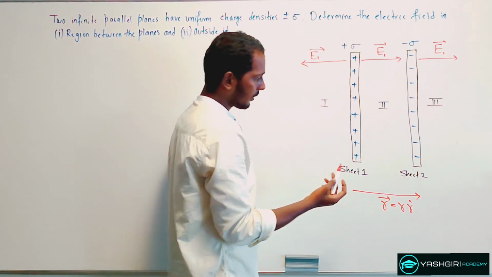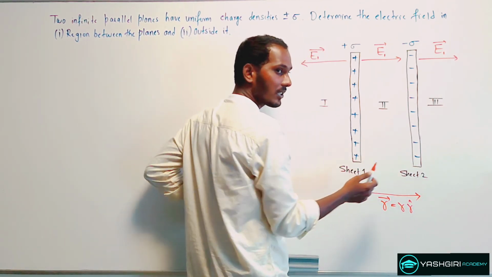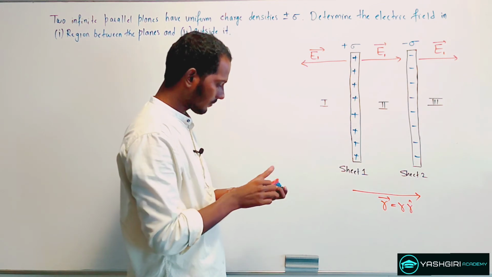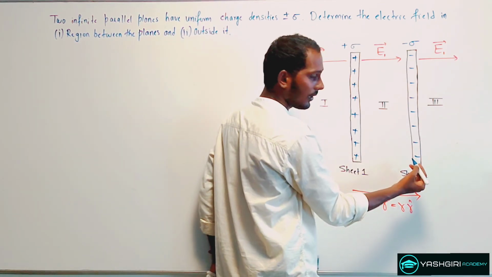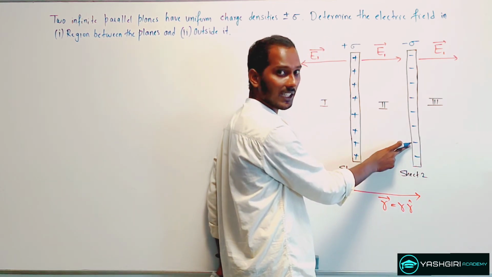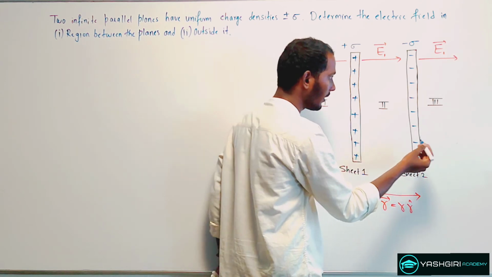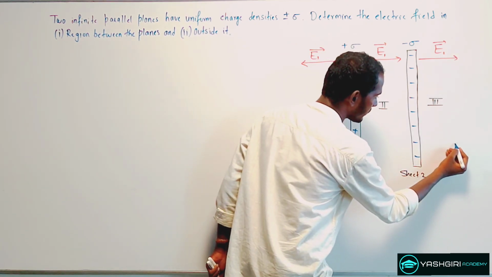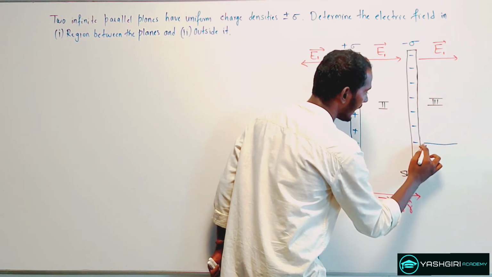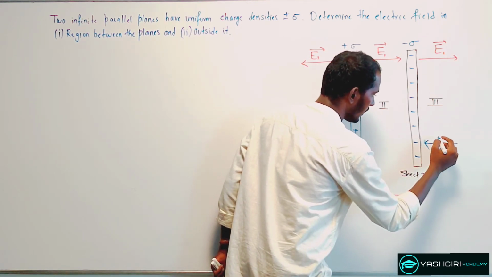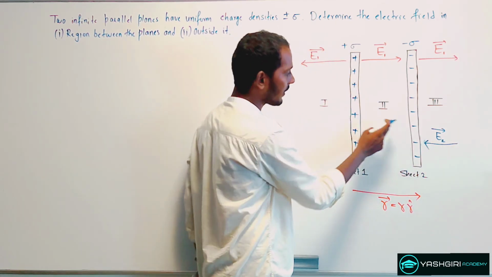Now let's see what the direction of the field lines will be due to the negatively charged plane. If you want to draw the field lines in region 3, it is a negatively charged plate, so that means the field lines should be pointing towards the plane, correct? So this is the direction of the electric field lines. Let me write this as my vector E2, towards the plane because of the negative charge.